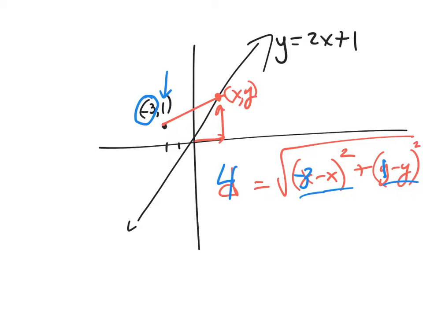Who can fix that problem? Yes? For the y, yep, put in 2x plus 1. Exactly. Because y is 2x plus 1. I can replace the y with a 2x plus 1. Why do we care? Because now we got only one variable. Now we can solve it.